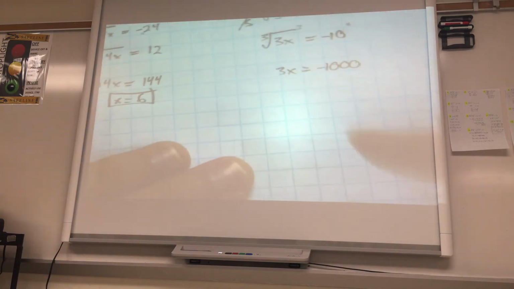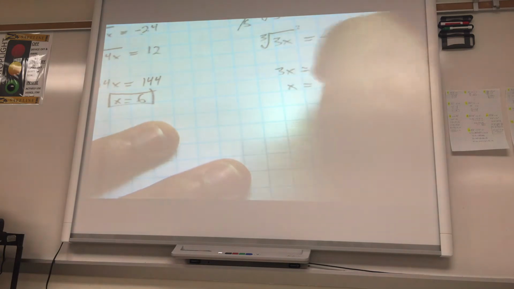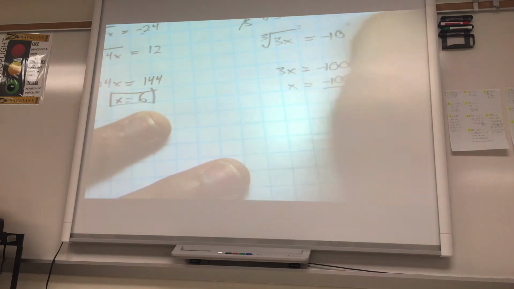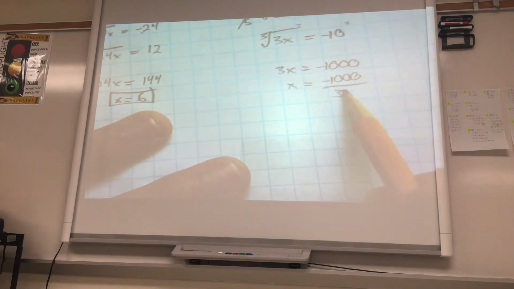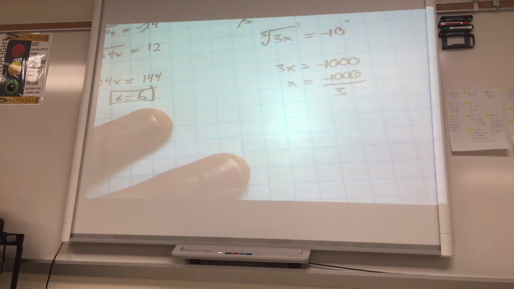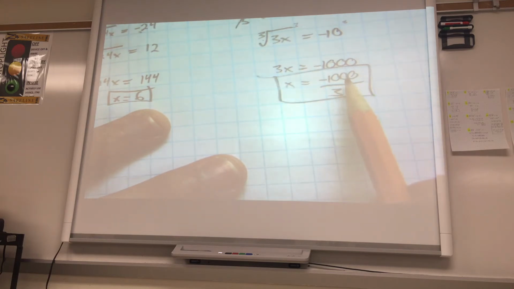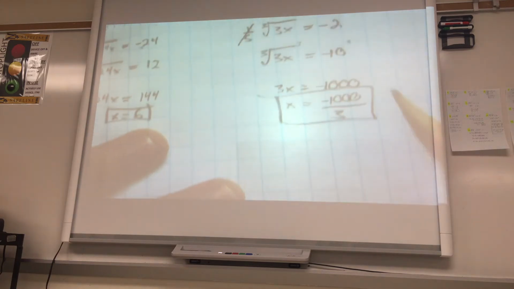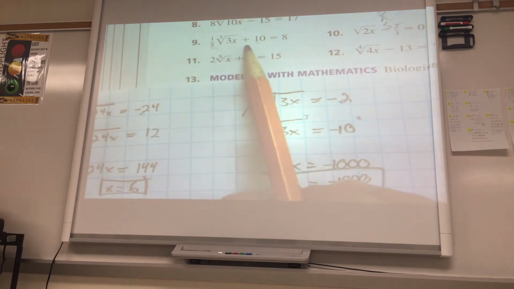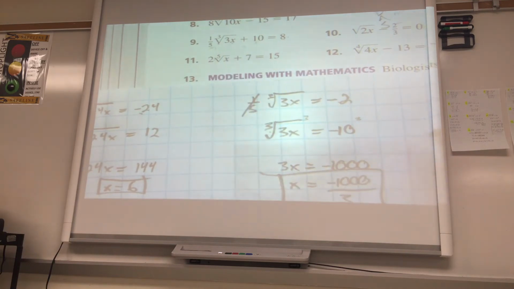And then lastly, I'm going to divide by 3. So x equals, you can write negative 1,000 over 3. You can write it as a decimal like negative 333.3 continued. However you want to write that. That's going to be your final answer. You could check by just plugging it into your original equation again, number 9, and see that it does come out to equal 8.